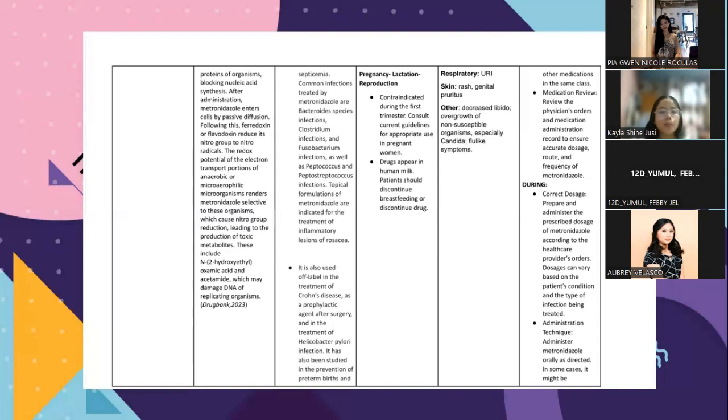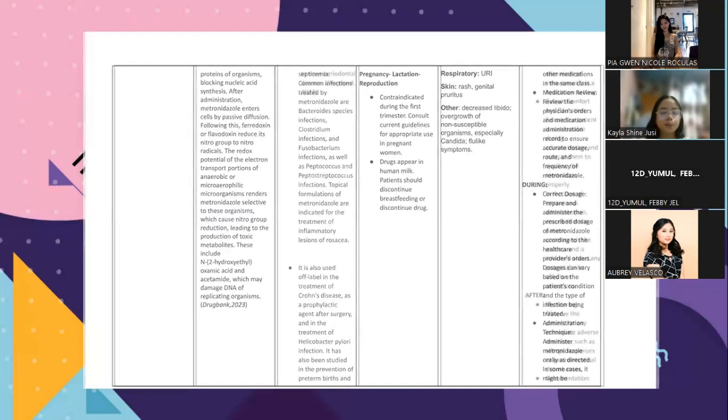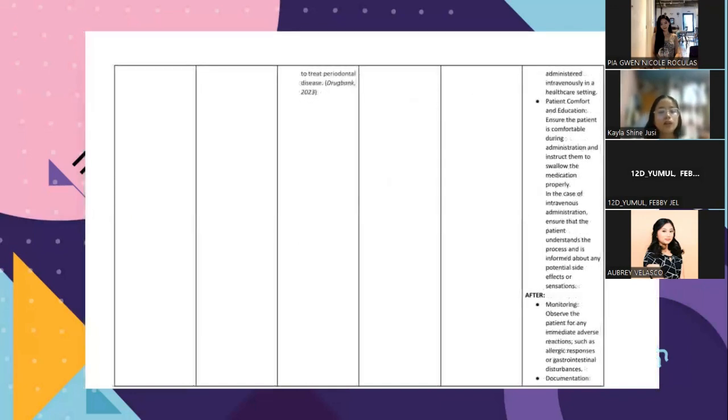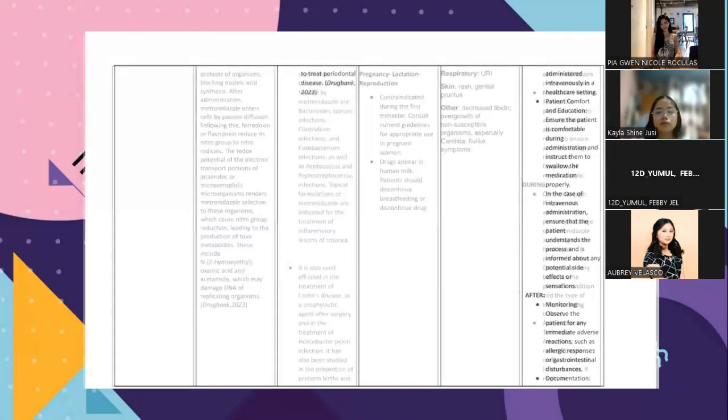So it is important to note that not all individuals will experience these adverse effects, and the occurrence and severity may vary. If any concerning or persistent side effects are experienced while taking metronidazole, it is important to contact a healthcare provider for further evaluation and guidance. So, go back.